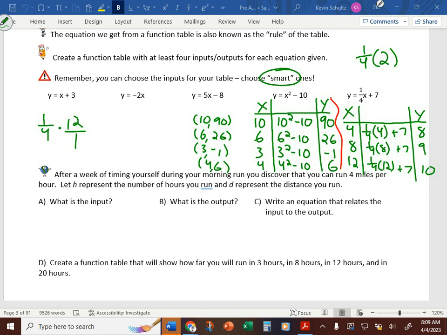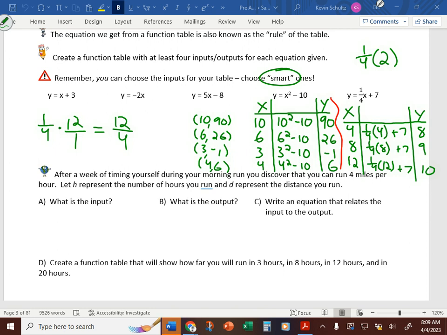You do 1 times 12. Right. We go straight across. 1 times 12 is 12. 4 times 1 is 4. What's 12 divided by 4? 3. Right? Same thing we got over here. 3 plus 7 equals 10.